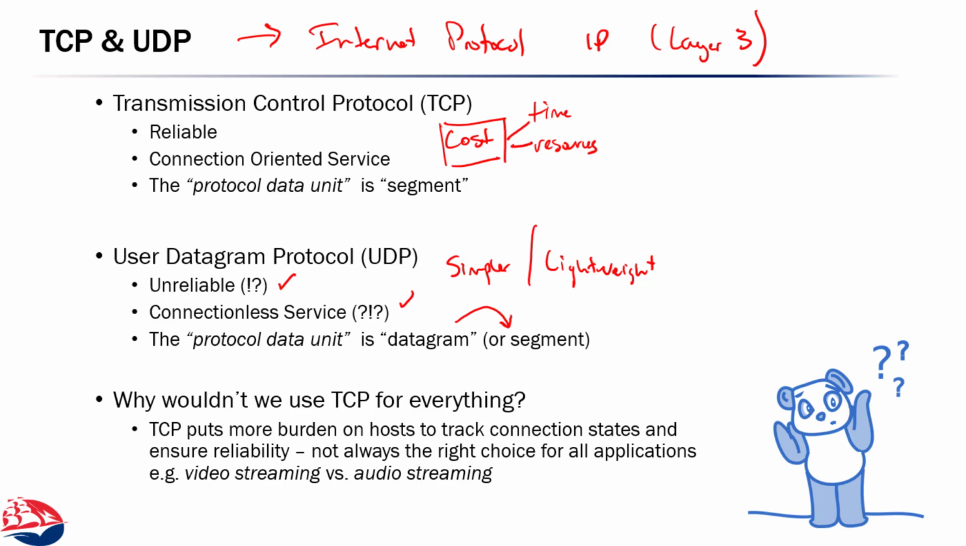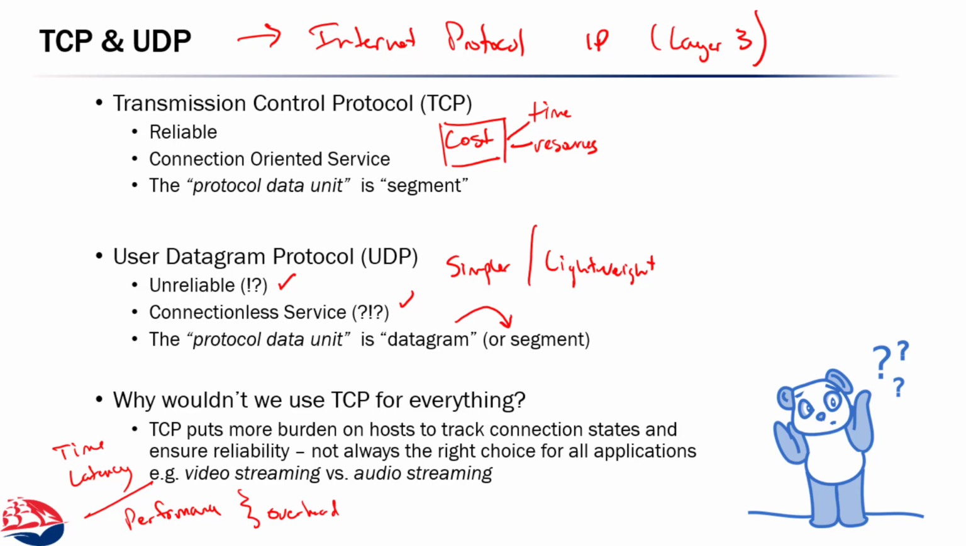TCP puts much more of a burden on the hosts, the servers, to track the connections, the states of those connections, the packets that have been exchanged and whether they've been received or not, to ensure reliability, to make sure that we haven't lost any data. And that adds time or latency. And because it affects latency, it could also affect performance. In other words, there's more overhead in TCP than there is in UDP.